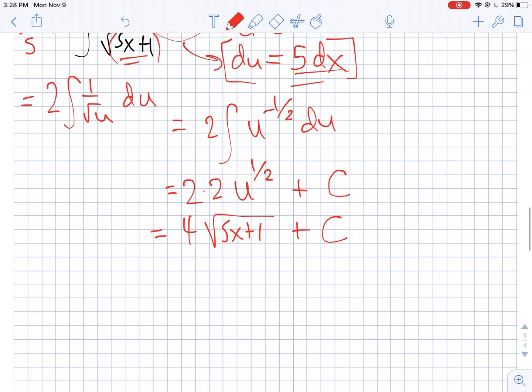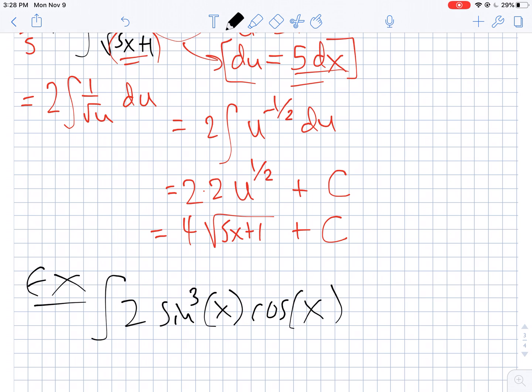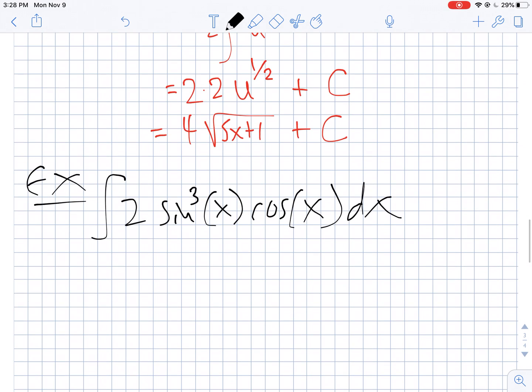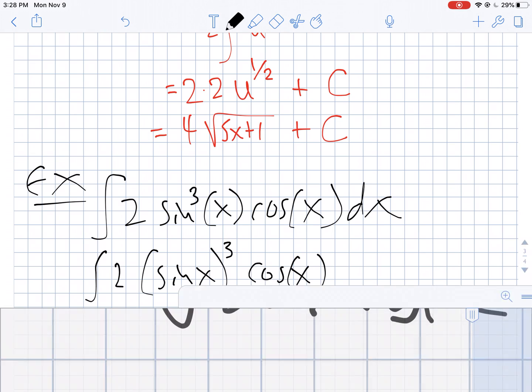Okay. So let's look at one more that I think is a little bit of a doozy here. Let's say we have to integrate 2 times sine cubed of x times cosine x. Well, you might be like, gee willikers, all those trig functions, what the deuce am I going to do? Well, let's think about this. Let's rewrite this. This is 2 times sine of x to the 3rd power times cosine of x.